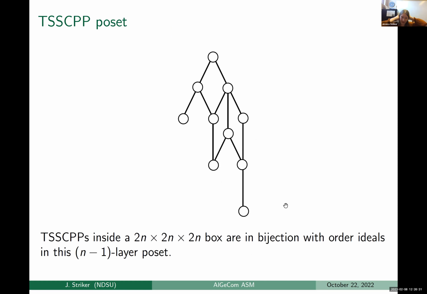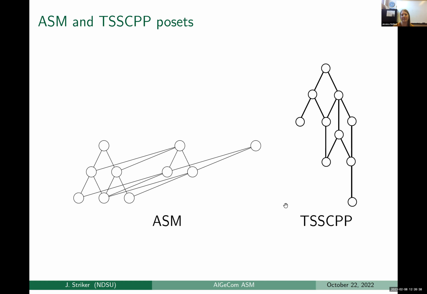But totally symmetric self-complementary plane partitions inside a 2n by 2n by 2n box are in bijection with order ideals in this poset. So you kind of stare at those posets and you can try to morph order ideals from one into the other. And there's, I don't know, there's just no way to do it, or at least I didn't see how to do it. But I do think it's neat that you can think of them as a bunch of Dyck paths or Catalan objects that interact in different ways and turn out to have the same number of order ideals of these posets.